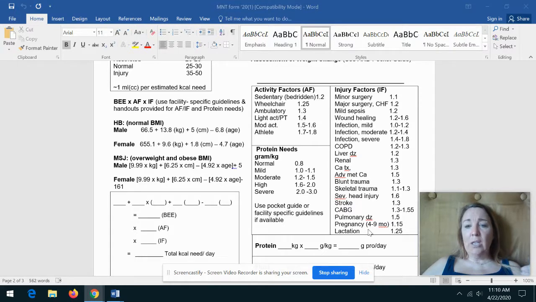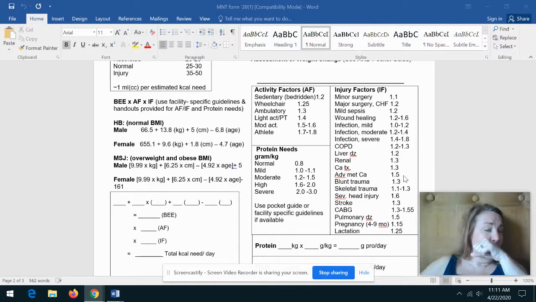So if their diagnosis is any of these injury factors, then we're going to add that here, okay? So you find their injury factor. If they have more than one of these, select the one that has the highest number, okay? So for instance, if they have COPD, chronic obstructive pulmonary disease, and advanced metastatic cancer, we're going to choose advanced metastatic cancer, which is 1.5. And remember, advanced metastatic cancer is a type of cancer that originated in one area of the body and spread to another.